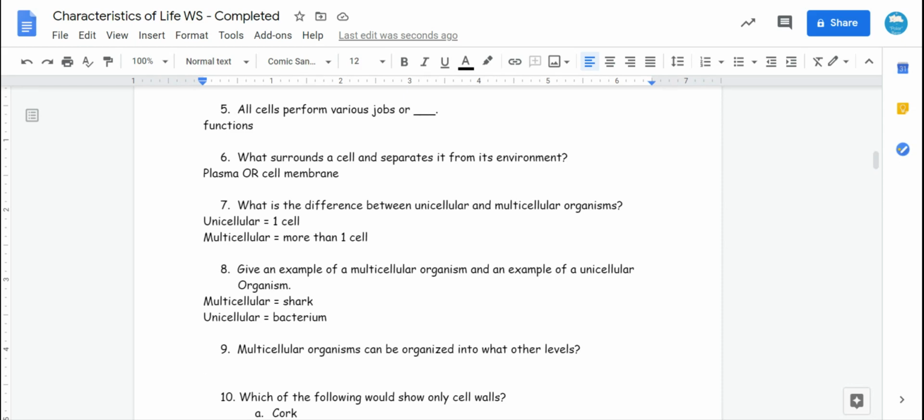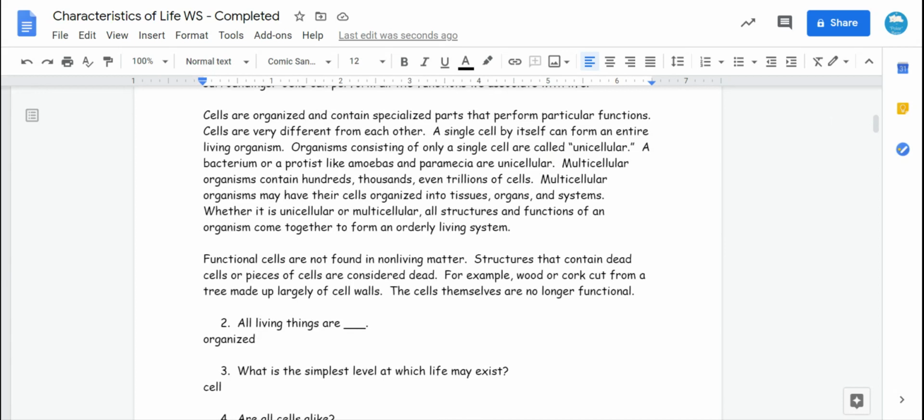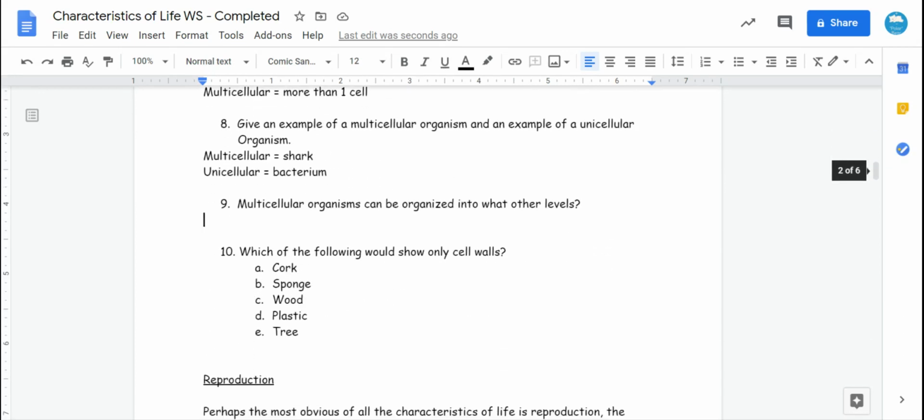Number 9, multicellular organisms can be organized into what other levels? Talks about that up here at the end here. We are organized into tissues, organs, and organ systems. And we will talk about that shortly in this chapter.